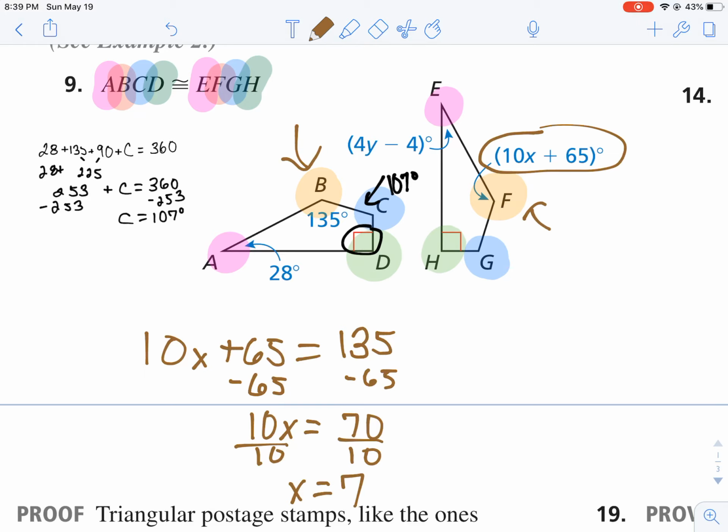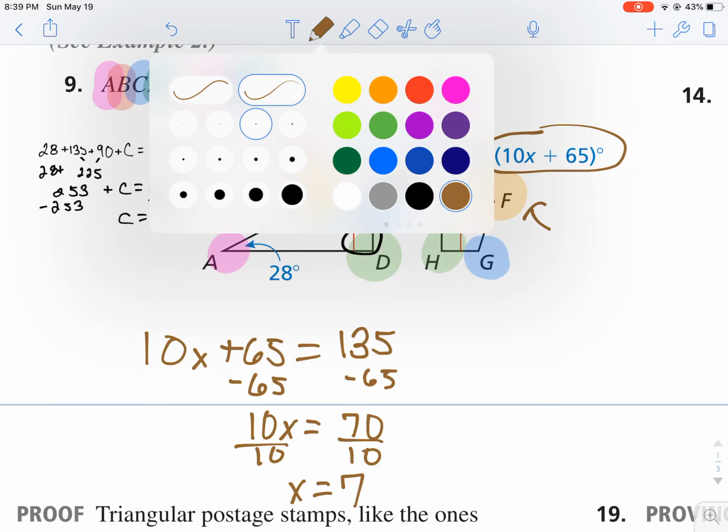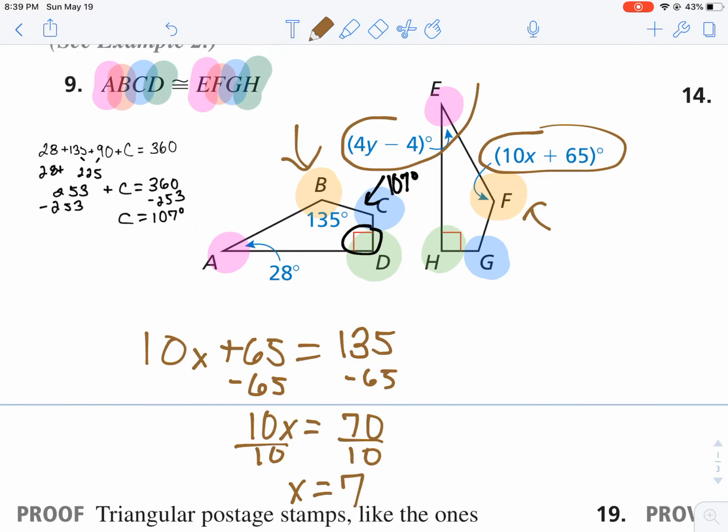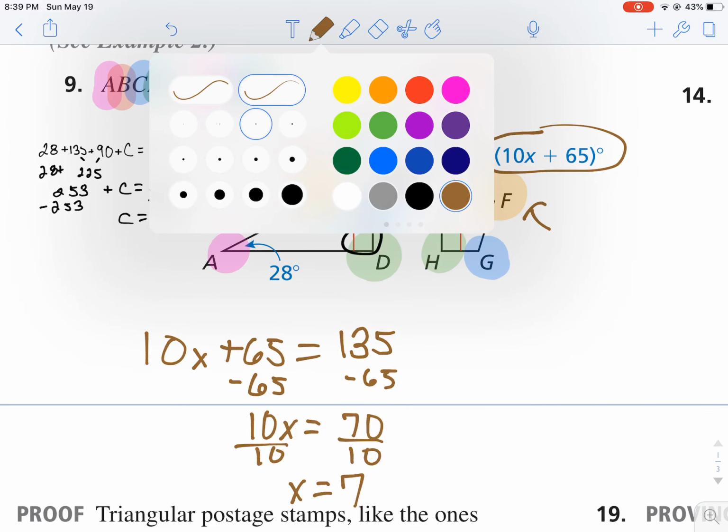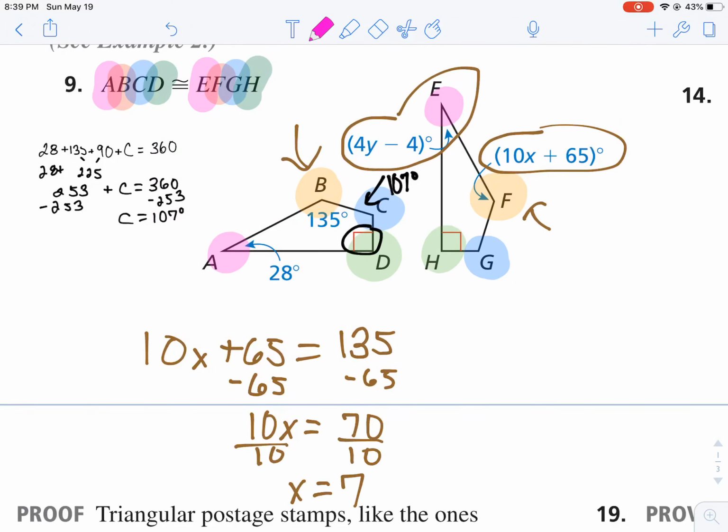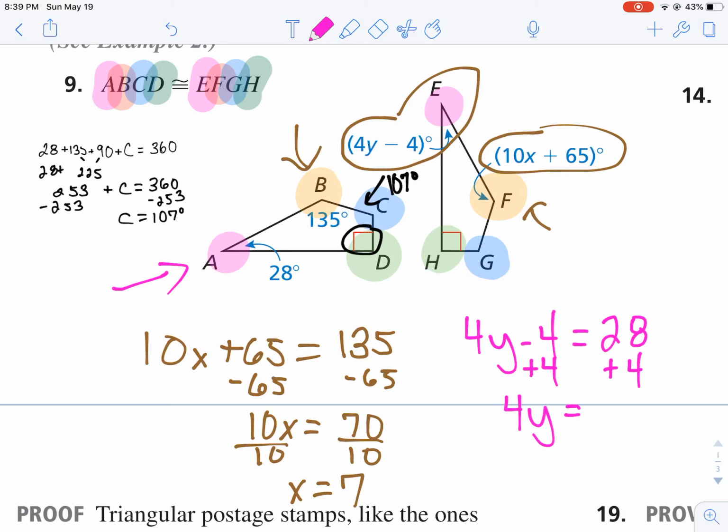So I'm halfway there. Now I just have to solve for y. So if you notice, I colored this in pink. I'll go with a different color here. I'll go with pink. 4y minus 4. And then I look over to here where my pink angle is, and I get 28. And then it's just a matter of solving for y. Add 4 to each side, and I get 4y equals 32. Divide each side by 4, and I get y equals 8.